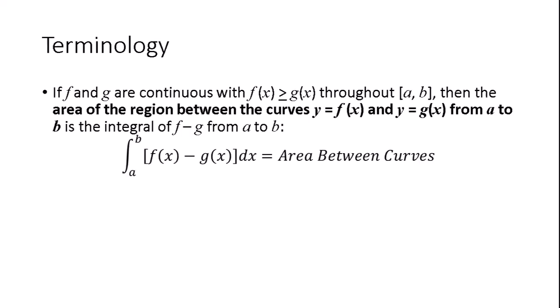Some terminology. If f and g are continuous, with f of x greater than or equal to g of x throughout the closed interval [a, b], then the area of the region between the curves y equals f of x and y equals g of x from a to b is the integral of f minus g from a to b. So the definite integral from a to b of the quantity f of x minus g of x dx is equal to the area between the curves.